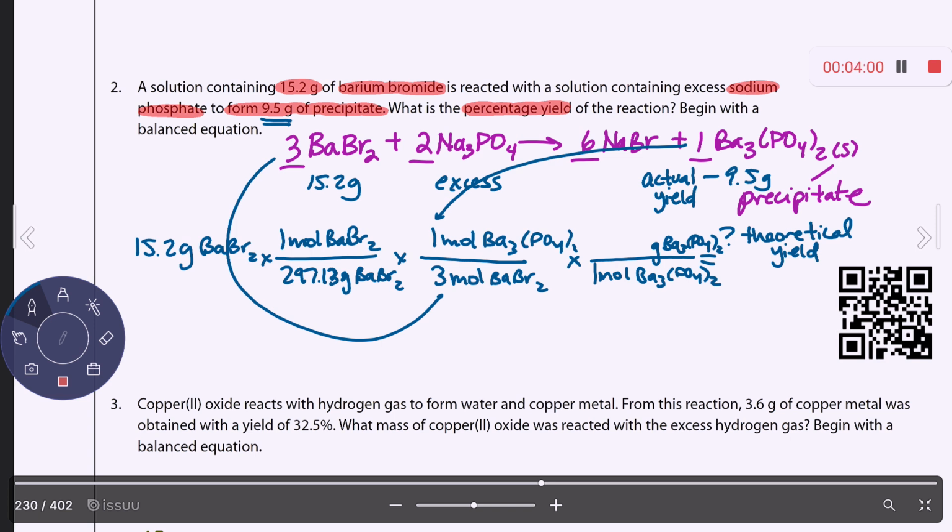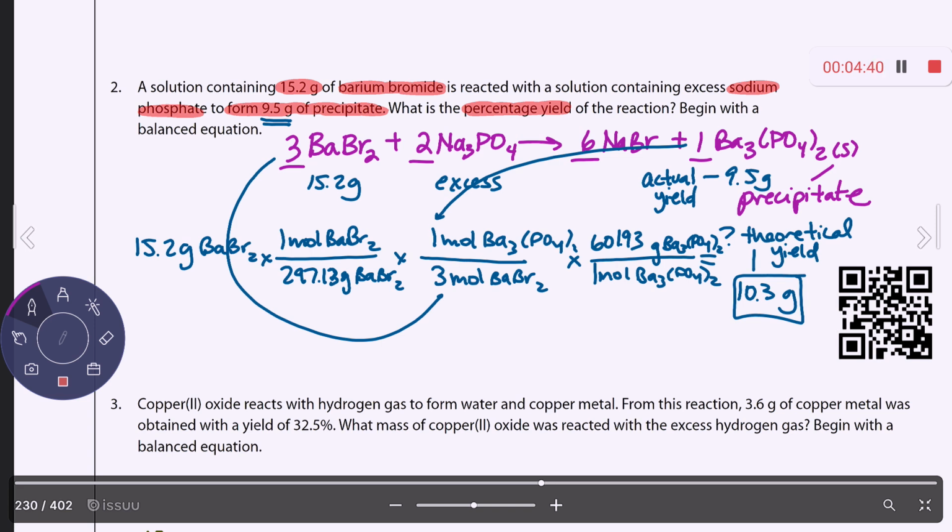Why is it not coming out? All right, that's a huge number. I got 601.93. That's a huge molar mass, but okay. 15.2 divided by this, divided by 3, times 601.93. All right, this is going to be 10.3 grams. That's my theoretical yield, okay? So that's how much I should make if I were to actually do this.